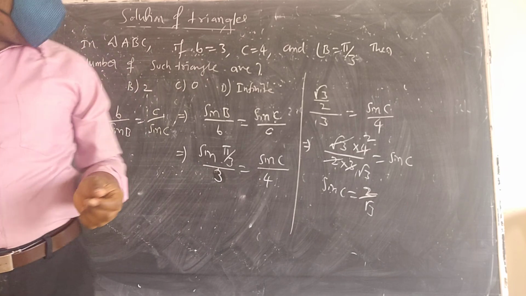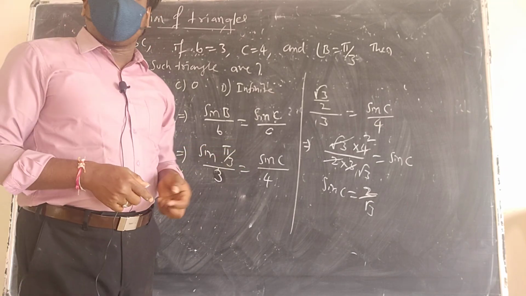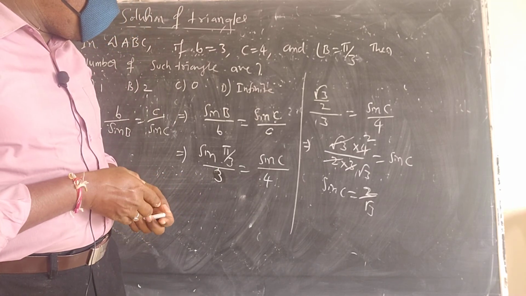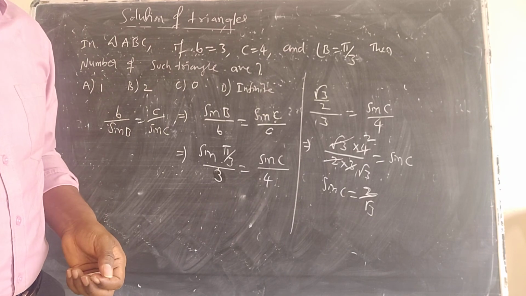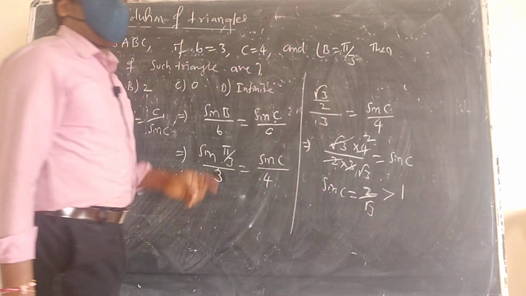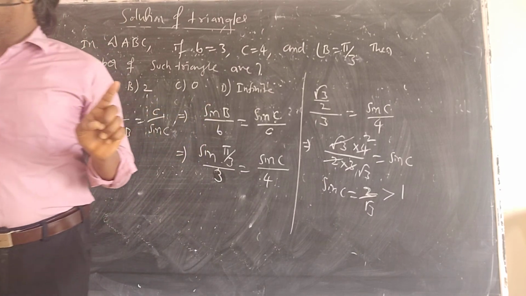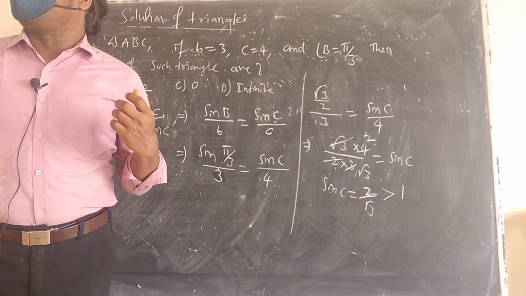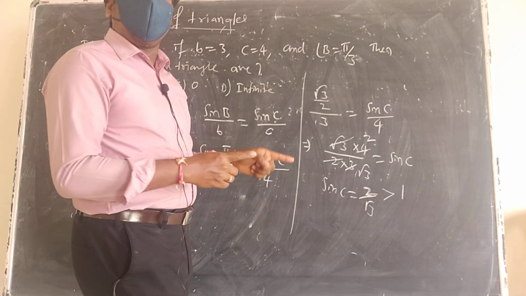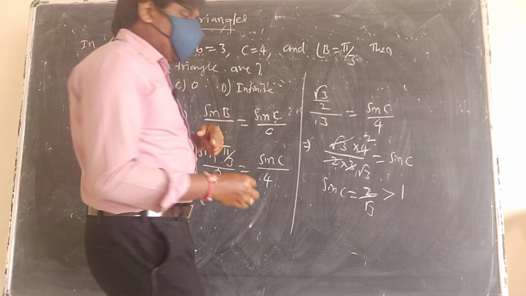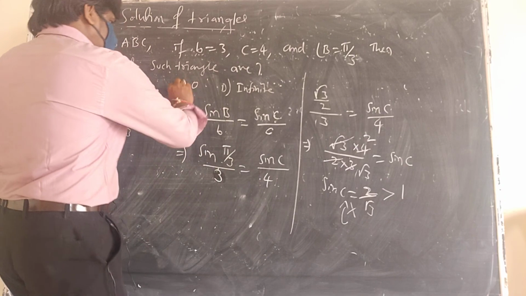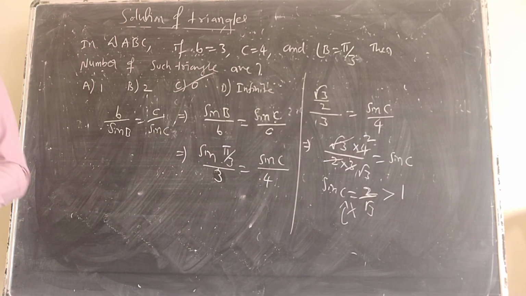What is the value of 2 by root 3? It is greater than 1. Sine of any angle will not be greater than 1. The sine range is between -1 and 1. So it is not possible. Sine C you got is more than 1, so there is no angle satisfying this condition. So 0 is the answer. Understood?